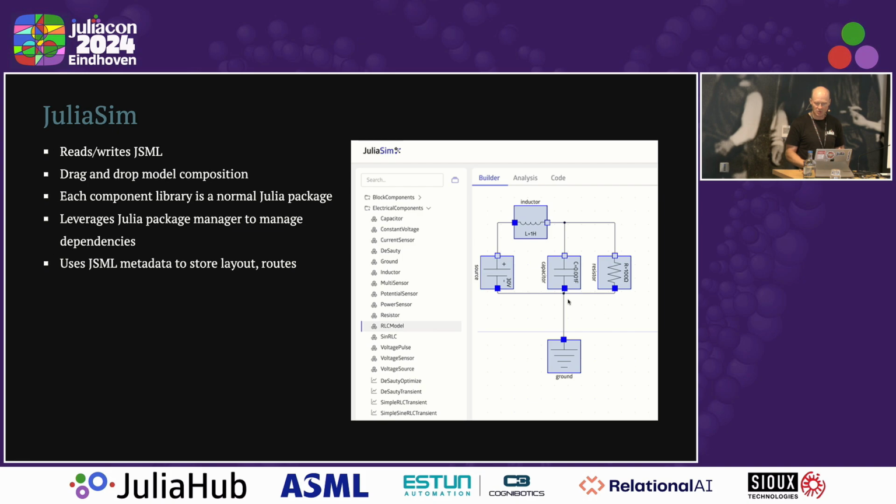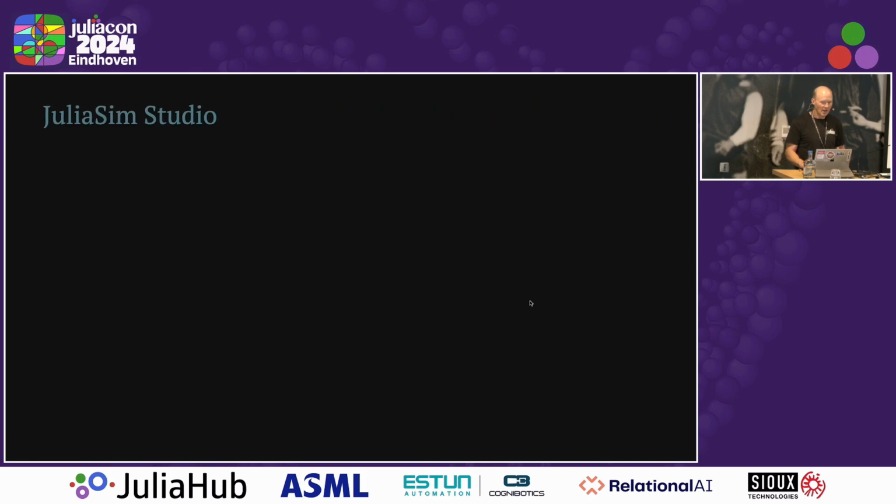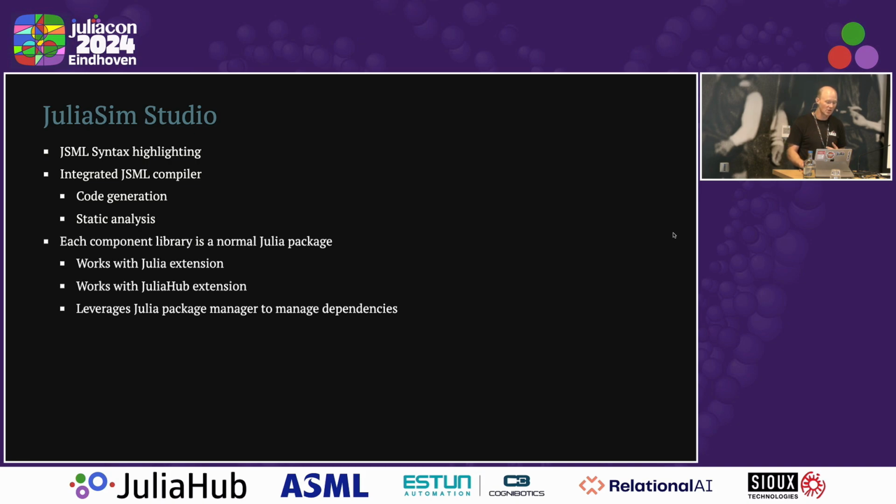You can see, for example, a junction is rendered here. Then we have JuliaSim Studio, which is an extension for VS Code, which is another way to interact with this. Because the language kernel is written in TypeScript, it not only runs in the browser, as in the previous example I showed you in JuliaSim, but it runs very nicely in VS Code. I'll show a quick video in a minute, but this adds syntax highlighting. It integrates the JSML compiler for doing the static analysis and the code generation right in VS Code. Each component library is, as I said, a normal Julia package.